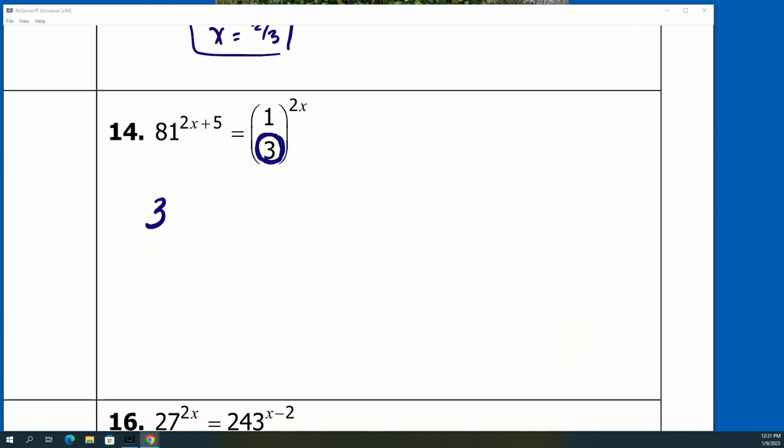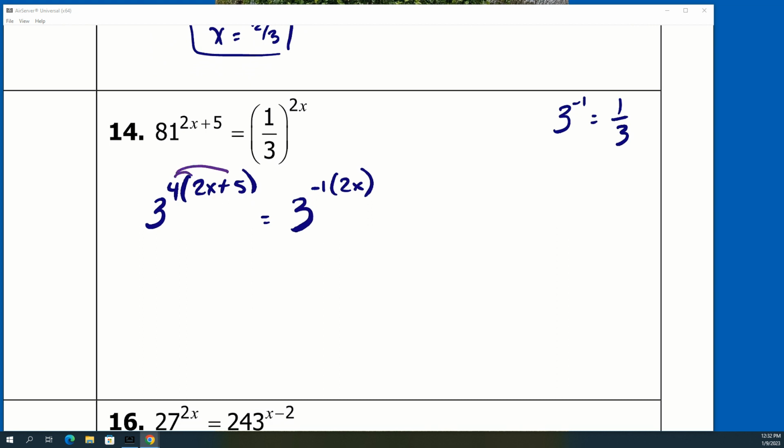So it would be 3 to the 4th, and we multiply our new exponent by our old exponent. Good. So 3 to the negative 1 is 1/3. So I can rewrite 1/3 as 3 to the negative 1. And then, like he said, we're going to multiply our new exponent by our old exponent. All right. So then, same thing. Drop off the 3's and distribute that 4.